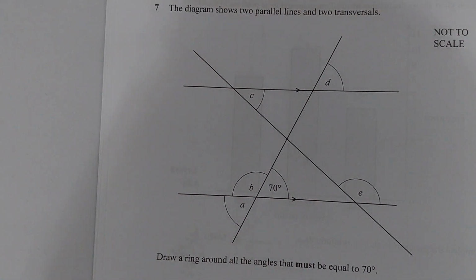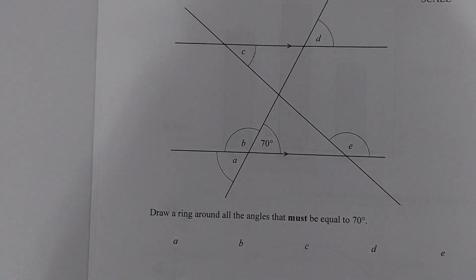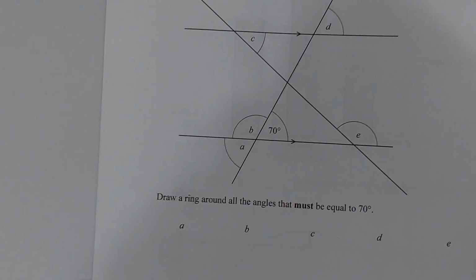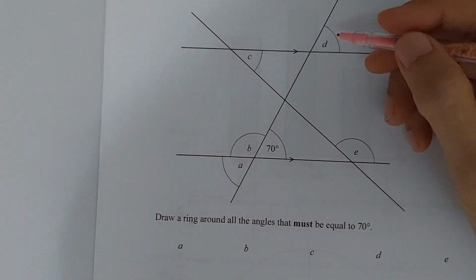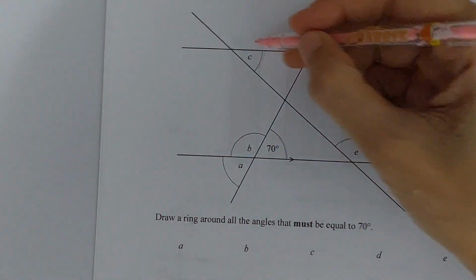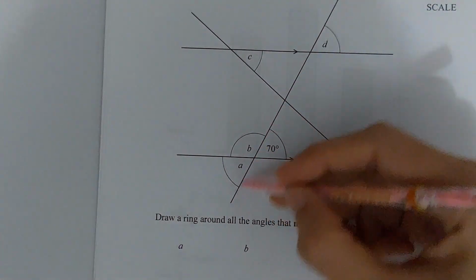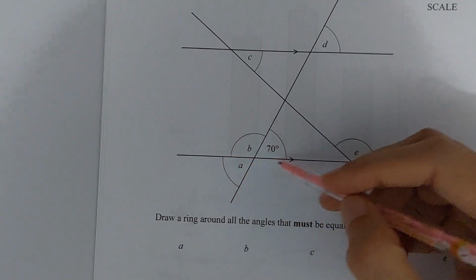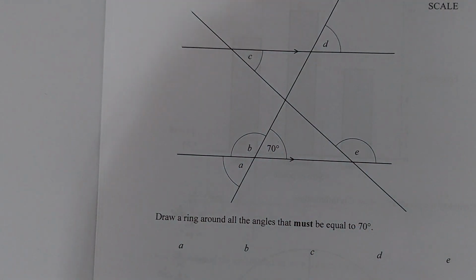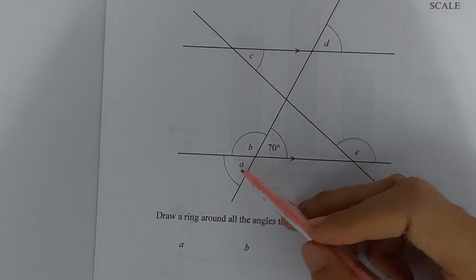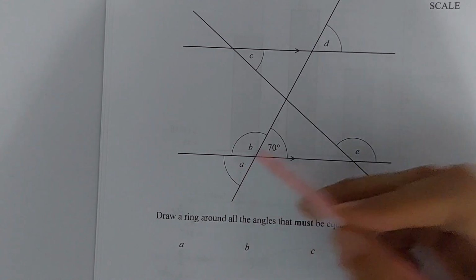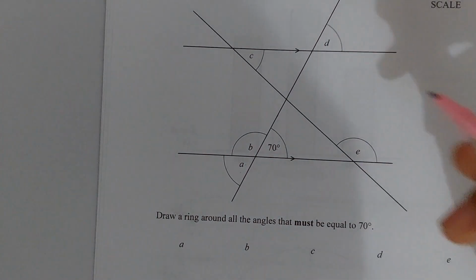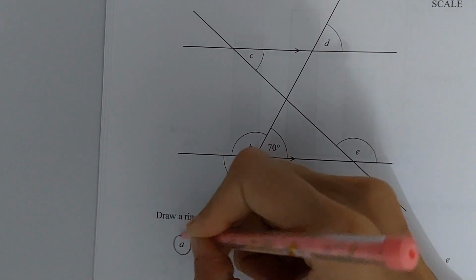Okay? Now, draw a ring around all the angles that must be 70. Well, look here. These are parallel to each other. And we look at this transversal line. Now, 70 here, you know, these 2 lines are straight lines and they intersect each other, and vertically opposite angles apply. So 70 with the opposite one will be the same. A will also be 70. So A will be 70 degrees.